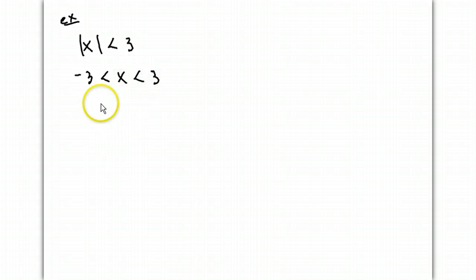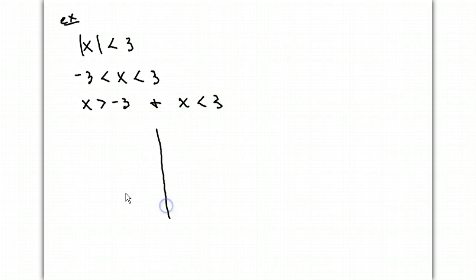So let's say we have absolute value of x less than 3. Well, you know that when you have an absolute value inequality, less than and greater than have two different meanings. If you have absolute value less than, that means you have negative 3 less than x less than positive 3. What that reads is that x is greater than negative 3 and x is less than positive 3. It's in between them.